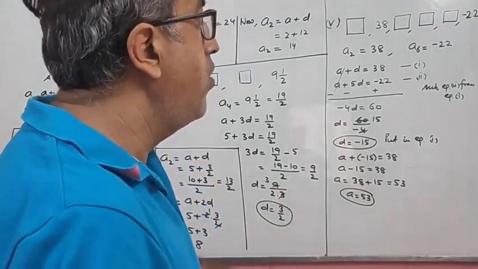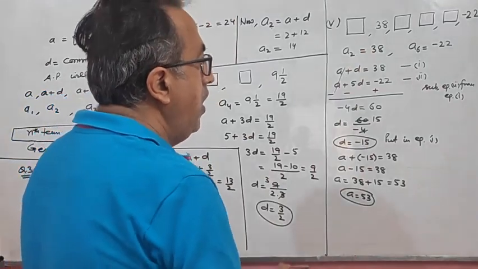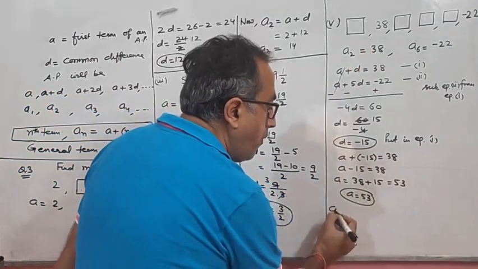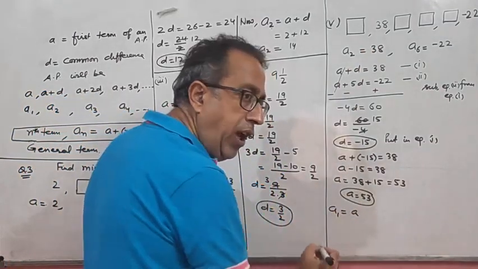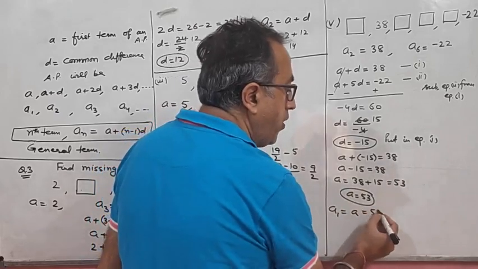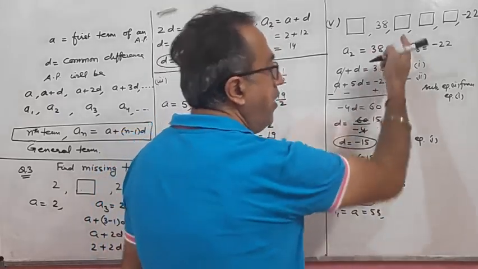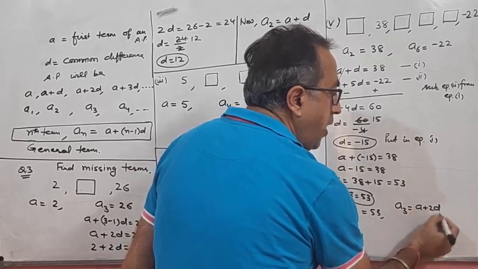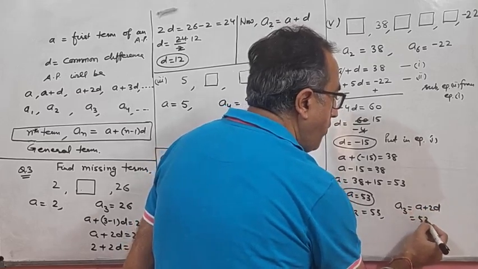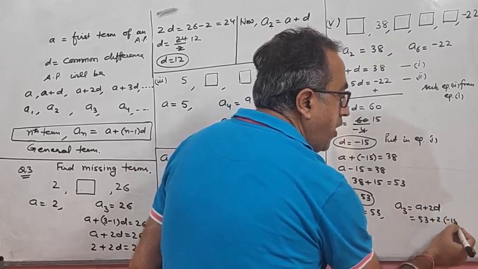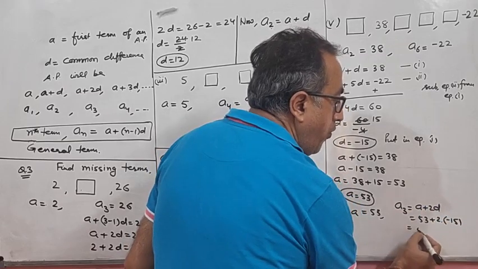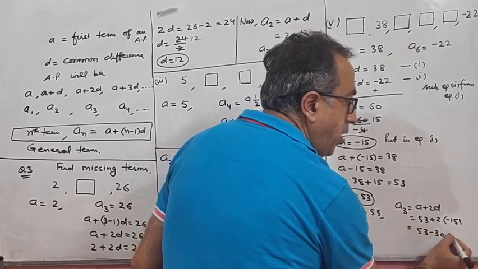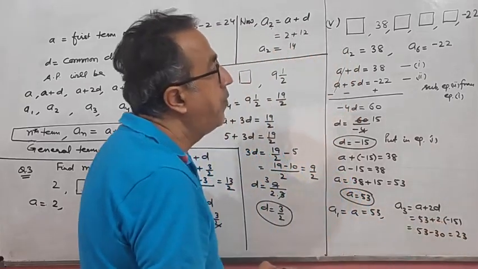Now we can find out the missing terms. The first term is missing. The first term is actually A, so it is 53. The third term is missing. The third term formula is A plus 2D. A is 53, 2 into D is minus 15, so 53 minus 30. It is 23.